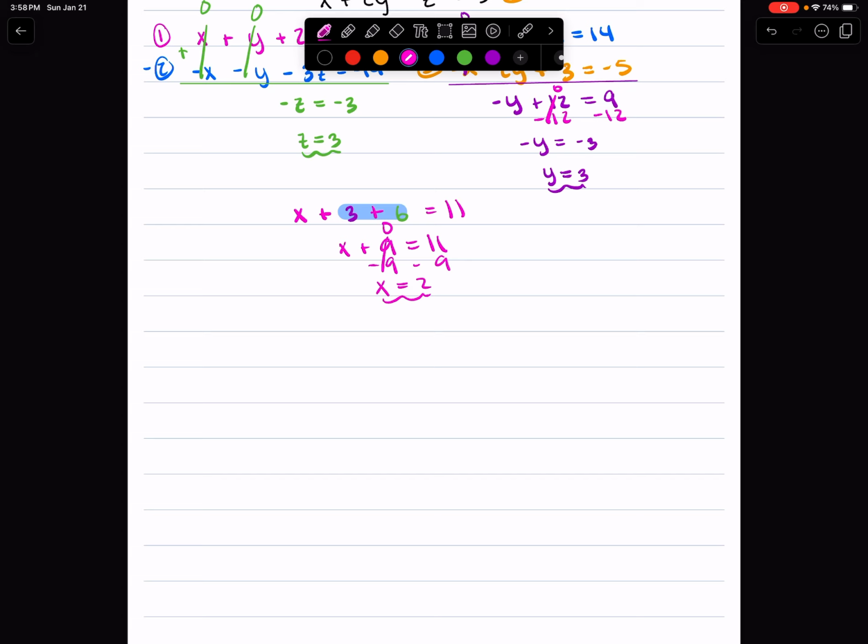Now, we have all three parts, but we haven't written the solution yet, because what does a solution look like? It looks like a point. You can likely expect that to be an extra credit question on your exam. What is the solution to a system of equations? It's a point. And this point is (2, 3, 3). And that is our solution.